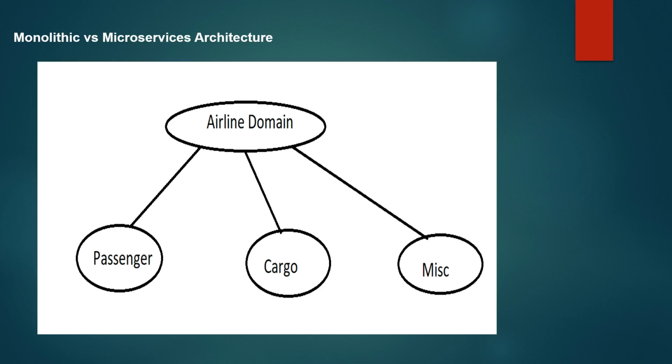In cargo, we send a parcel from one place to another, from one country to another through the airline. And miscellaneous is everything apart from passenger and cargo, like filling fuel in the airport and some other miscellaneous activities that can happen during the airport. So here we have three categories in the airline domain.